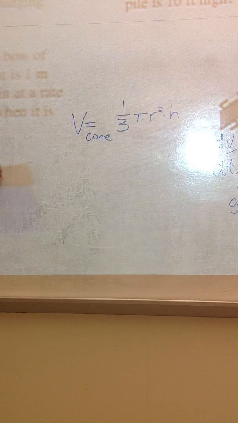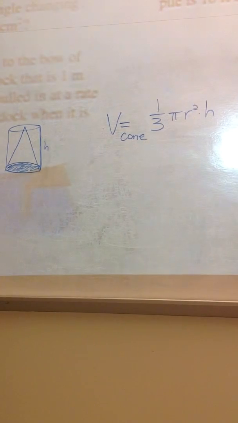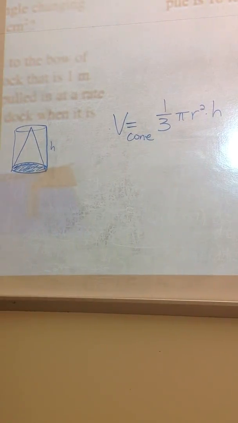A cylinder is a circle with some height. The area of a circle is pi r squared, and then the height gives you the volume. If you make that into a cone, you shave away 2/3 of that cylinder, and you're left with 1/3. So the volume of a cone is 1/3 of a cylinder that would have that same radius and height.